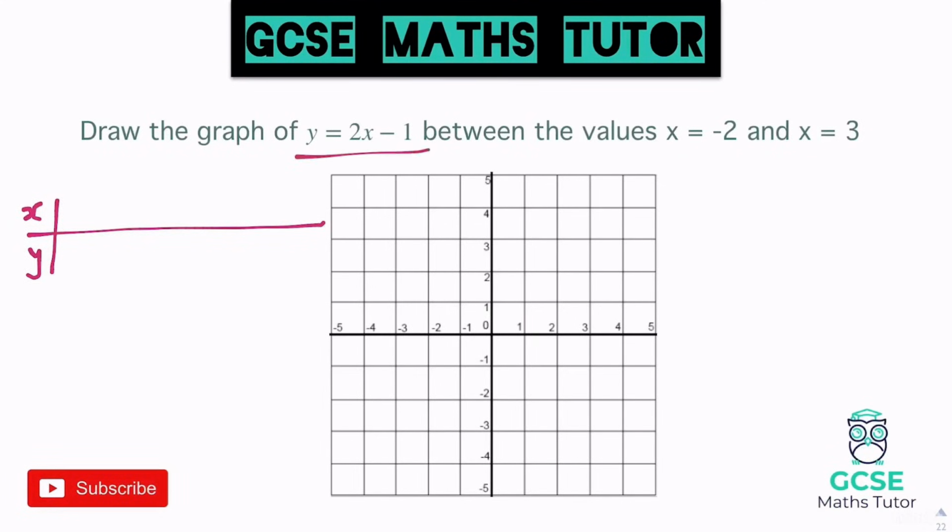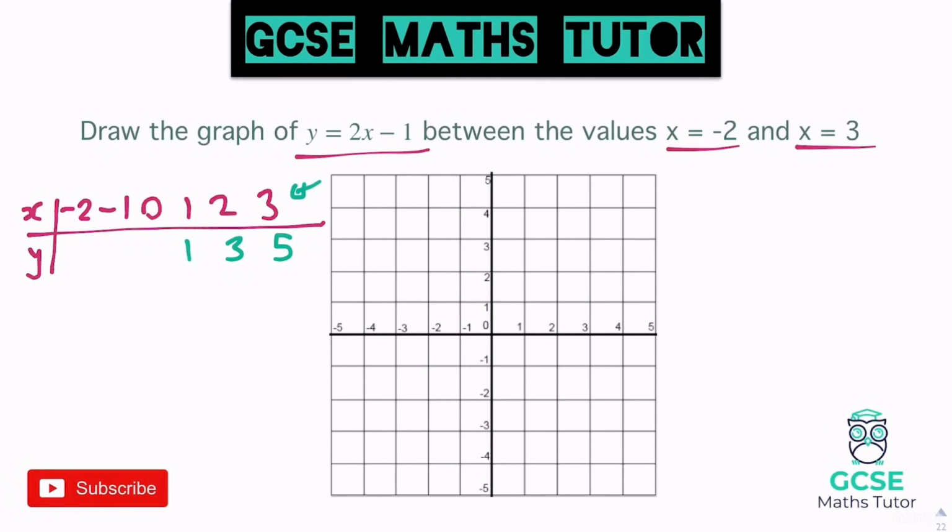Remembering this equation just means to find the y coordinate, you do 2 times the x coordinate, or double the x coordinate and take away 1. Now it says between minus 2 and 3. So if I'm going to do a little table, I'd do minus 2, minus 1, 0, 1, 2 and 3. And all I've got to do is double them and take away 1 as the equation says. So if I start at the end with this positive number, double that is 6, take away 1 is 5, double 2 is 4, take away 1 is 3, double 1 is 2, take away 1 is 1.